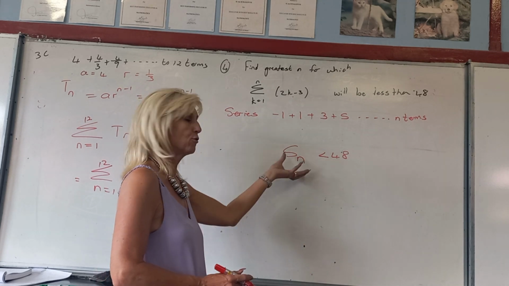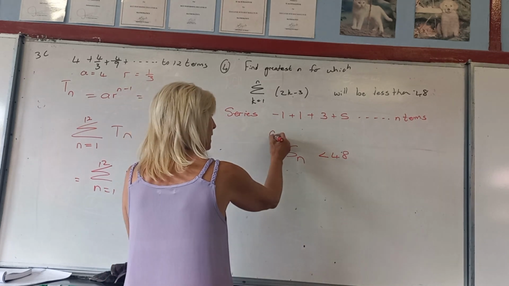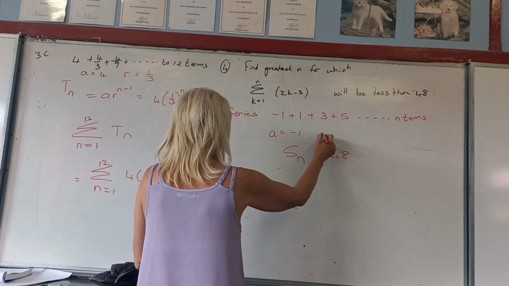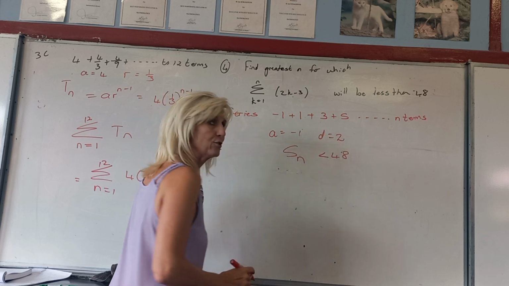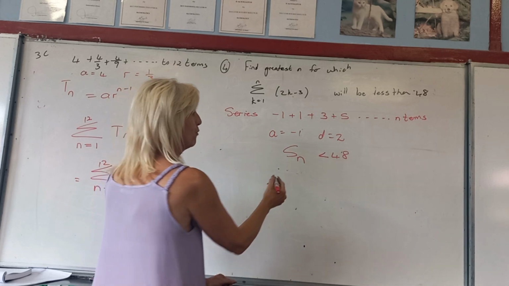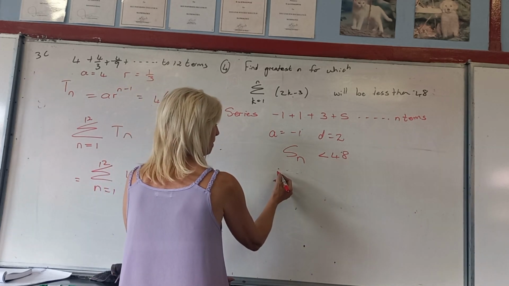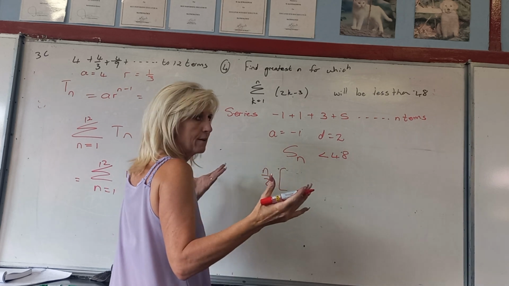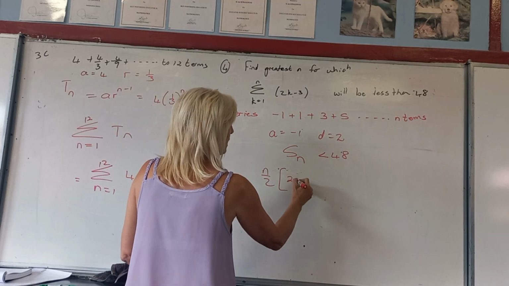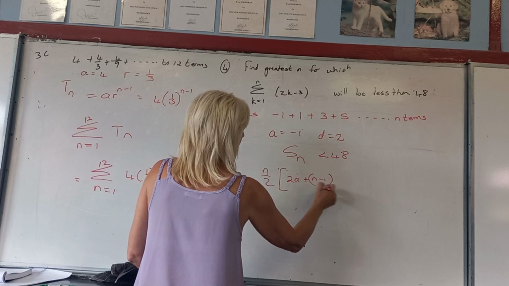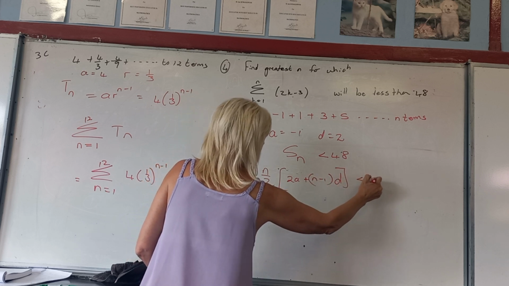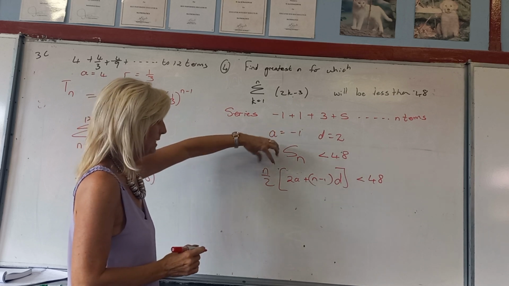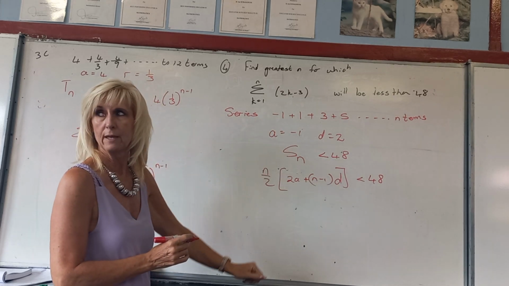And now I've got to get a formula. With my A being negative 1 and my D being 2, get the correct ones. And the formula for that then would be n over 2. Can I use the A plus L? No, because I don't have the last one. It's going to be 2A plus (n minus 1)D less than 48. Substituting our A and our D, and the only variable will be n.